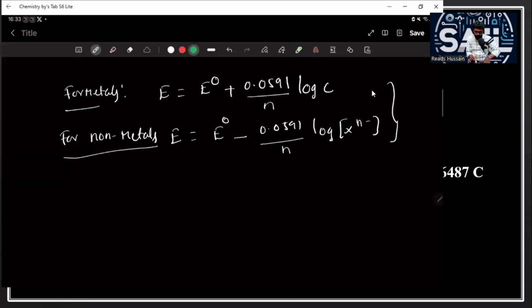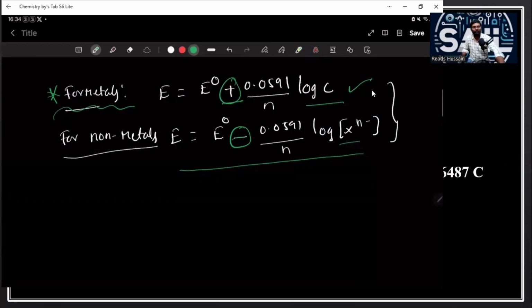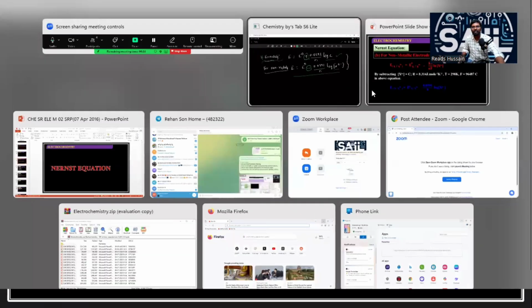Among these two, the one for metals is very important, because in most cases we are going to get problems or questions based on metallic electrodes. And if you can remember the metallic electrodes, non-metallic electrodes can also be easily remembered. Just here plus, here minus; that's all. And the concentration is the same. Okay, and we are left with less than 10 minutes of time.